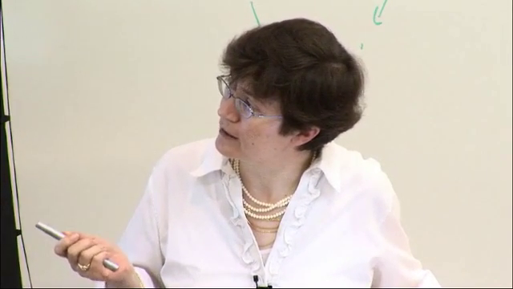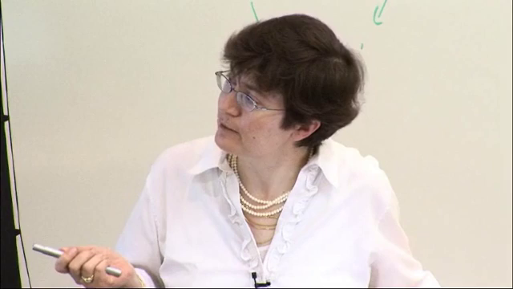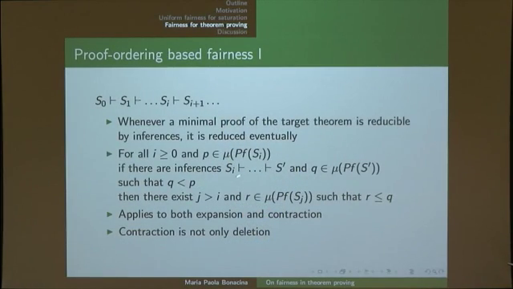Now, how can we write this formally? We can say for all i greater or equal than 0 and for all proofs P of the target theorem that we are interested in that is minimal at stage Si, if there exist inferences from Si that take infinitely many steps to some S prime, and there is a proof Q in the minimal proofs in S prime, which is strictly smaller than P, then we would like to have a stage j in our derivation greater than i, such that there exists a proof R in the set of minimal proofs provided by this Sj, such that R is smaller or equal in the proof ordering than this Q that was better than P.